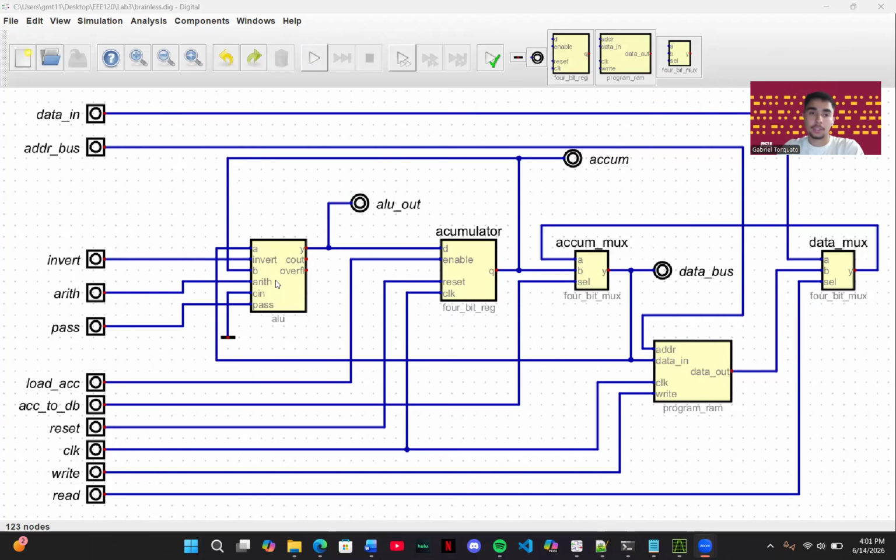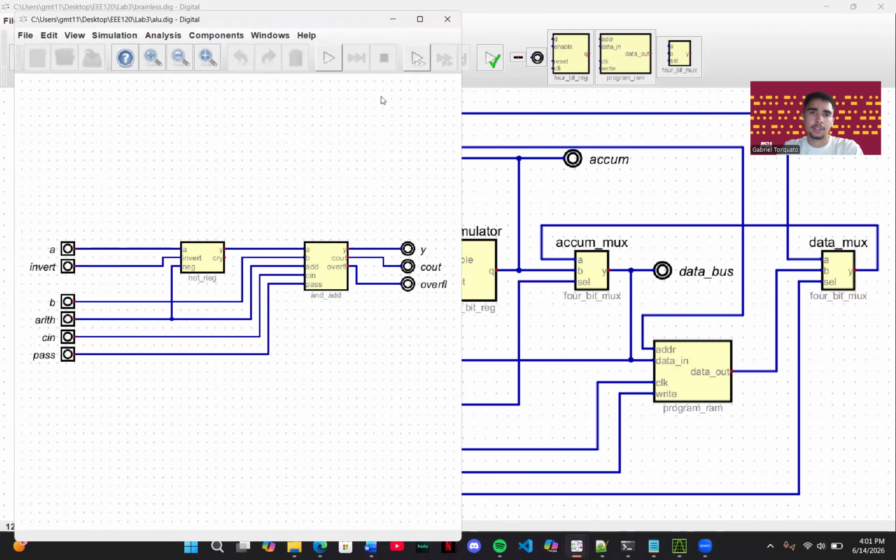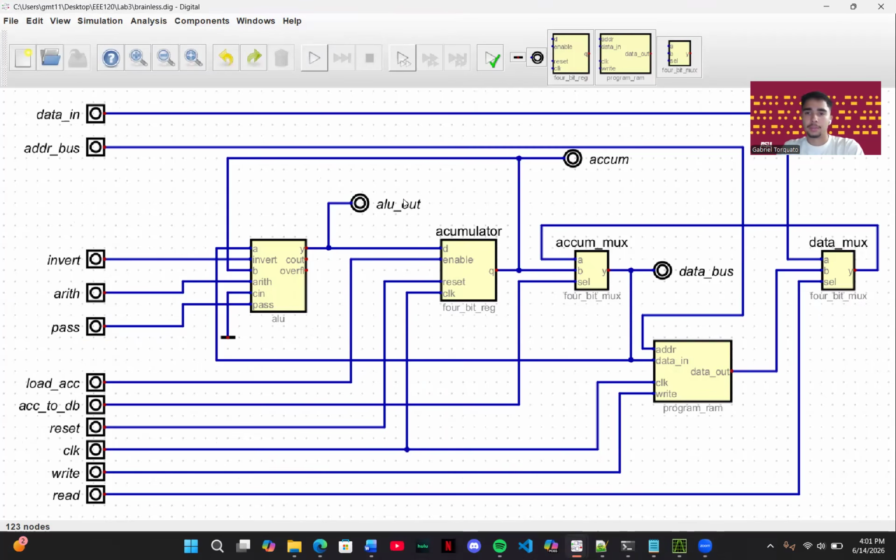For some reason, changing the order of inputs also messed up its circuitry in here somehow. That was a little frustrating. That was a problem I had. But after we fixed that, it works perfectly fine.